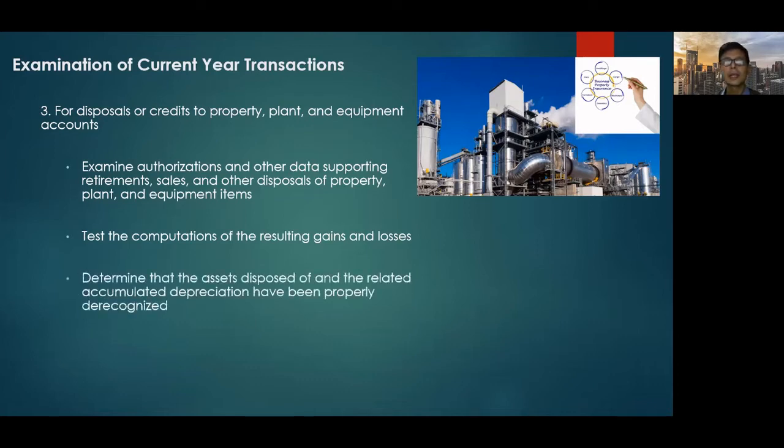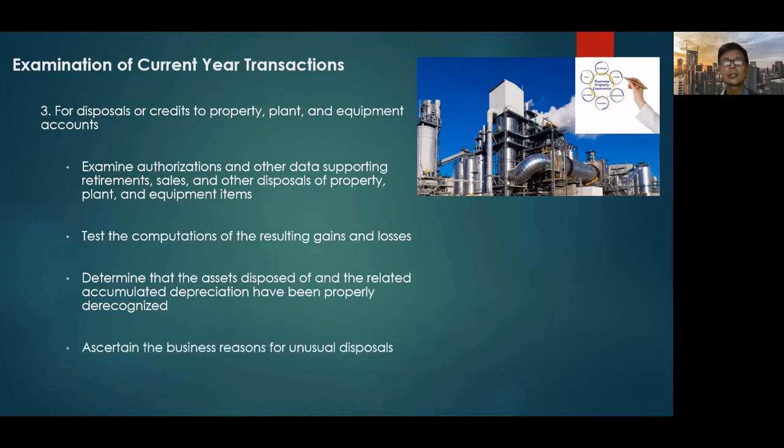Determine the assets disposed of and the related accumulated depreciation have been properly derecognized. So because when you sell a property, of course yung kaakibat niya na depreciation, which is accumulated depreciation, the contra asset account of that particular property, no? Okay, let's say a building. So i-derecognize yan, kung hindi na kasama yan doon sa account dapat, no? Okay, doon sa financial position.